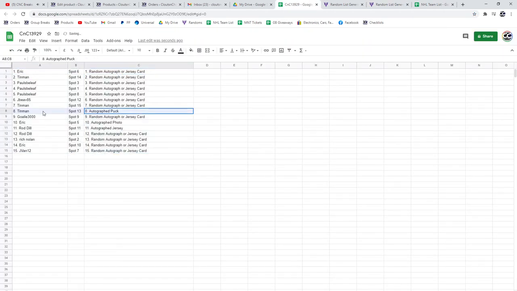One, two, three. The puck goes to Tin Man. The photo goes to Eric. And the autographed jersey goes to Rod Dell.